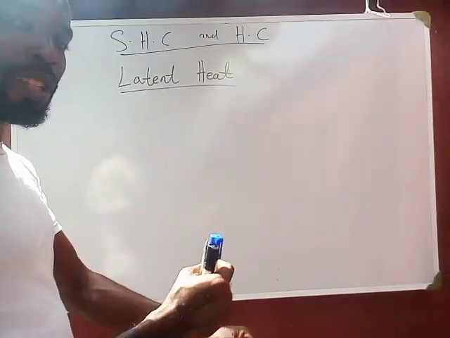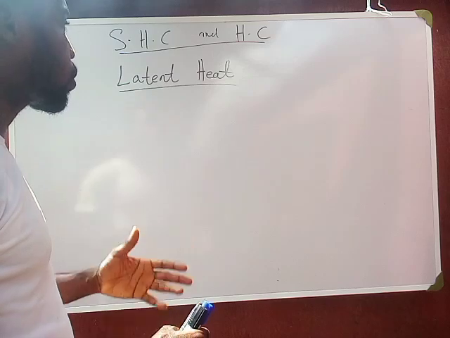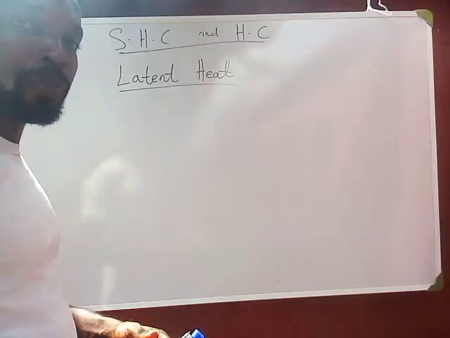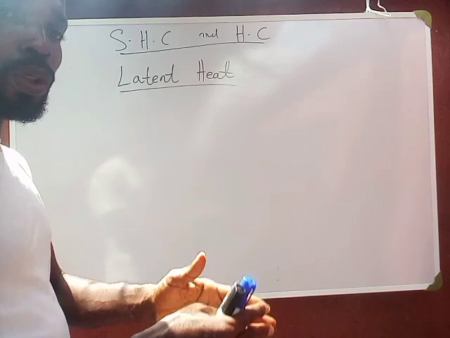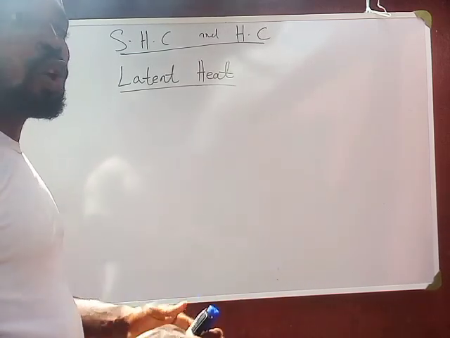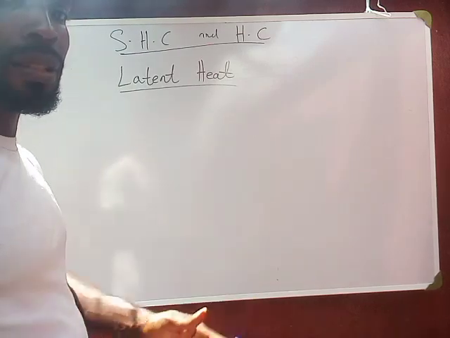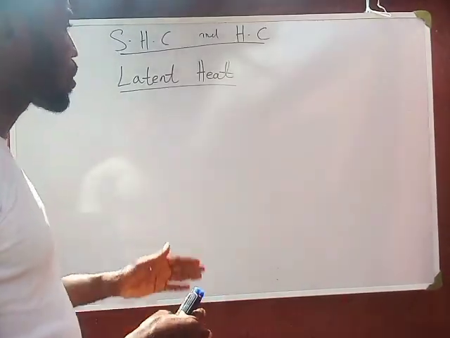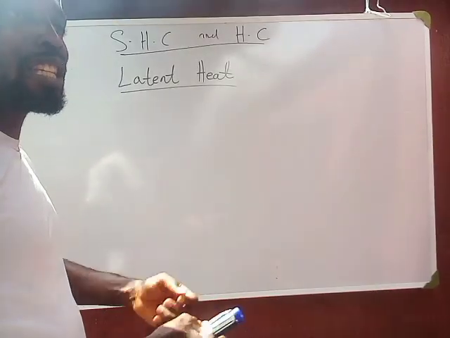So when I talk about change in state at a constant temperature, we are talking about latent heat. It could be latent heat of fusion, which is between solid and liquid, the solid fusing together. Or it could be latent heat of vaporization, liquid vaporizing, or gas to liquid. So those are the two types of latent heat you have: latent heat of fusion and latent heat of vaporization.